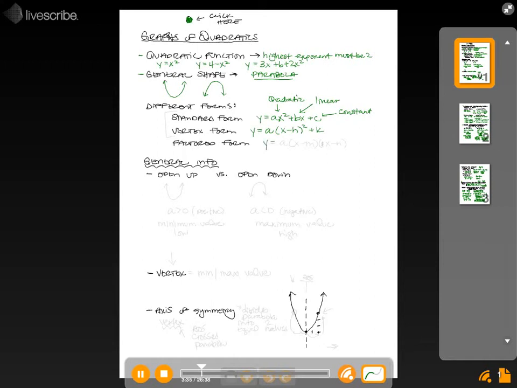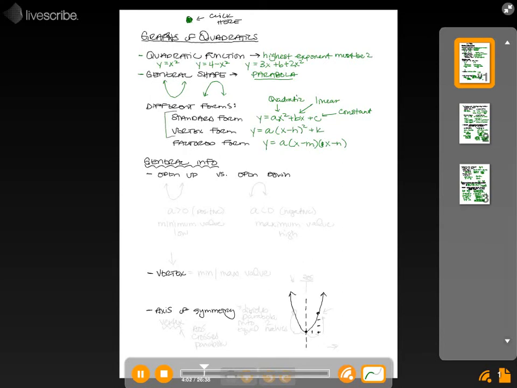And the third one is factored form. Y equals a times x minus m times x minus n. And this is a little different. We're not going to focus on this one today, but again, if you would FOIL the x minus m and the x minus n, you would end up getting an x squared, a quadratic term. So vertex form and factored form are variations of standard form. You would just need to do a little work in order to get them to standard form.